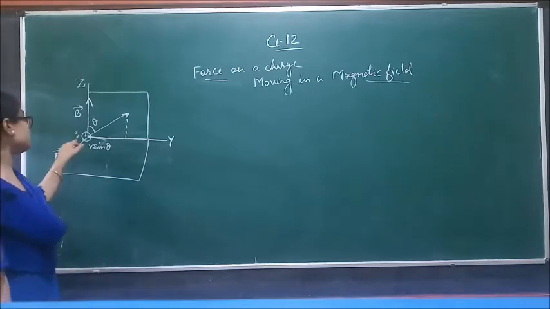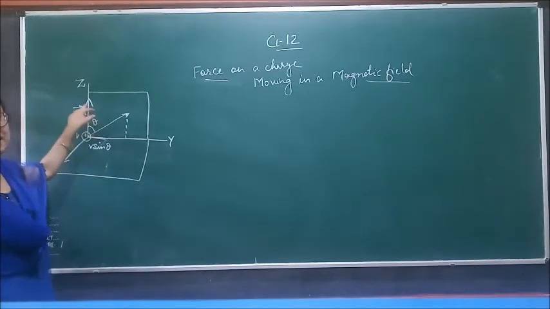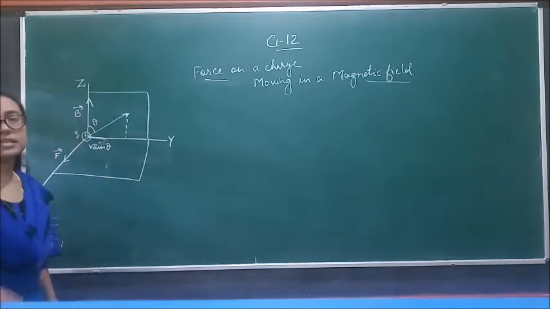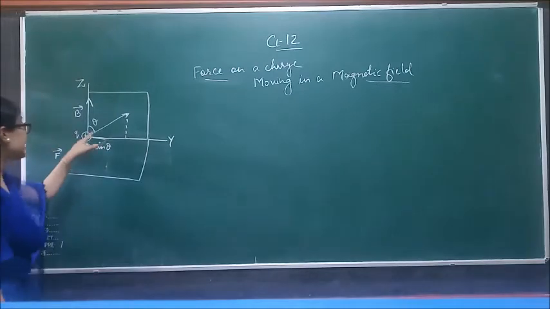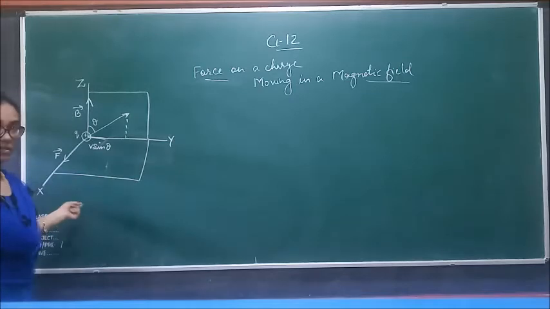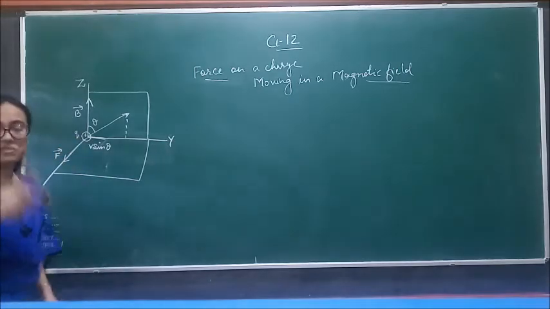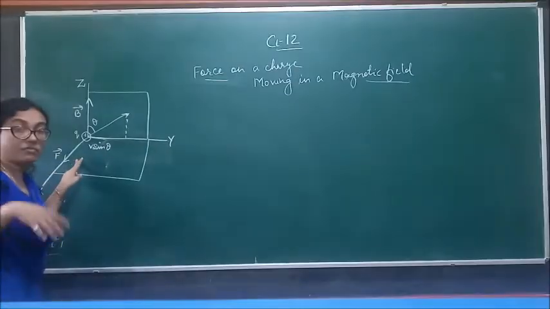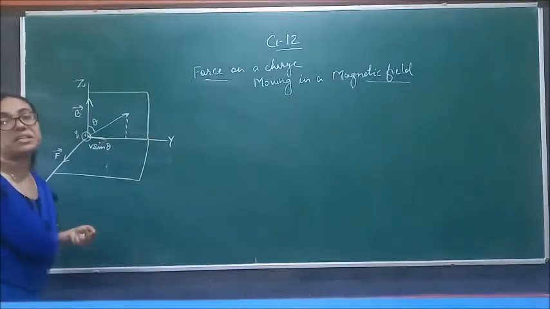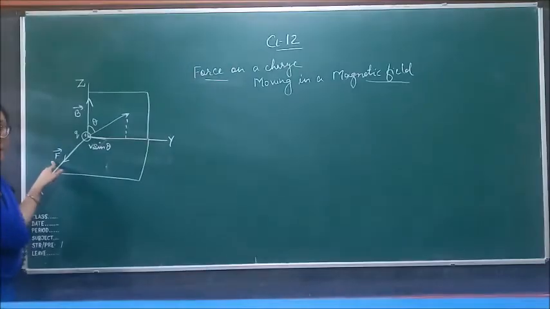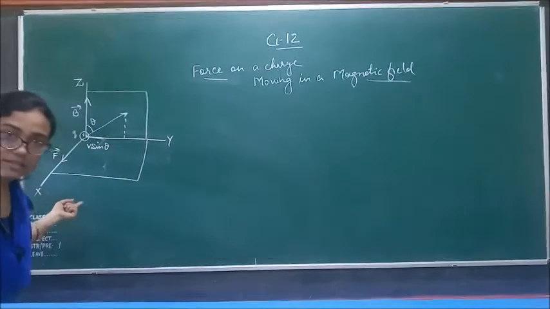Now the magnetic field is acting along the z-axis, and the charge particle is moving. See, here the charge particle is moving between the y-axis and x-axis. And now after moving, the charge particle experiences a force. The charge particle experiences a force that is F, along the x-axis.